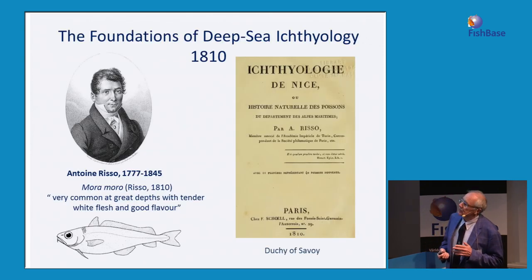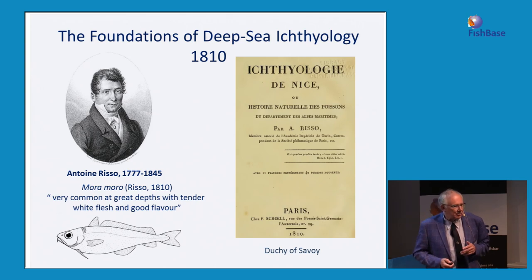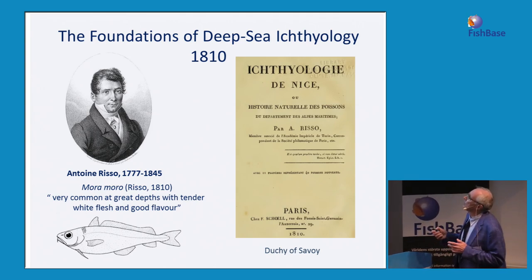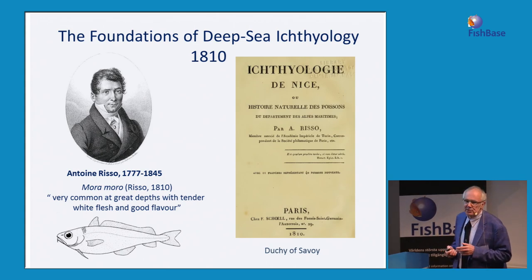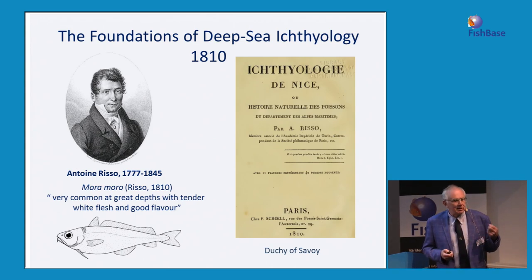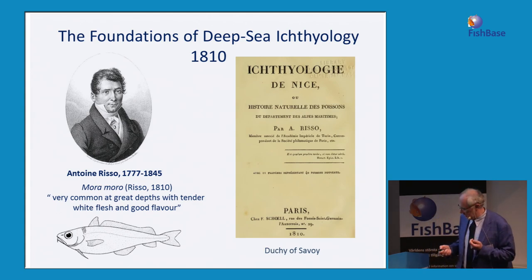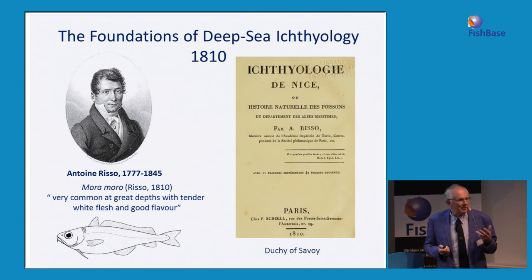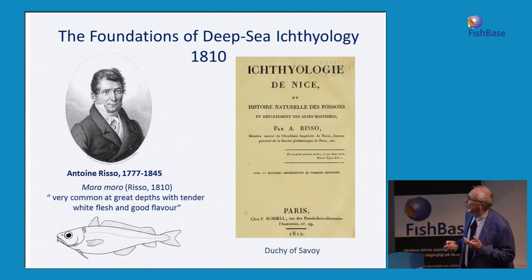The founder of deep sea ichthyology, to whom we have to thank for starting us off, is really Antoine Risso. He's most famous nowadays for Risso's dolphin, but he's a polymath. He's a pharmacist by training, and he was concerned with finding new resources for the Duchy of Savoy around the city of Nice, where he lived.